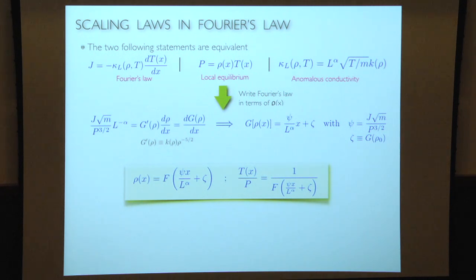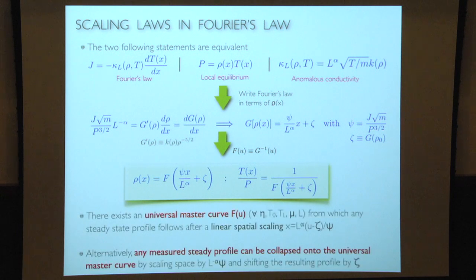So immediately you see that if you use this inverse, the rho of X will be some function, which is essentially the inverse of this G, of this linear scaling of space. And using local equilibrium, you see that T of X over P has to obey the very same scaling with the same function. So there is a universal master curve, which doesn't depend on the boundary conditions, on densities, on L, on mu, some parameter that I will use later on, some mass ratio, doesn't depend on anything. From this master curve, any density profile follows after linear scaling of space.